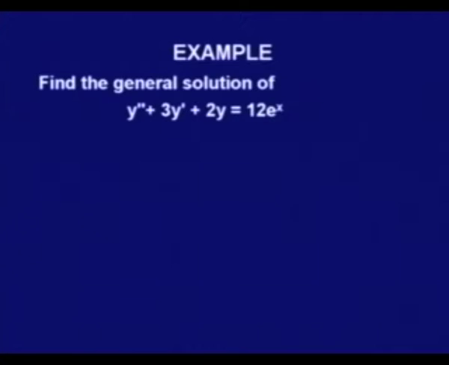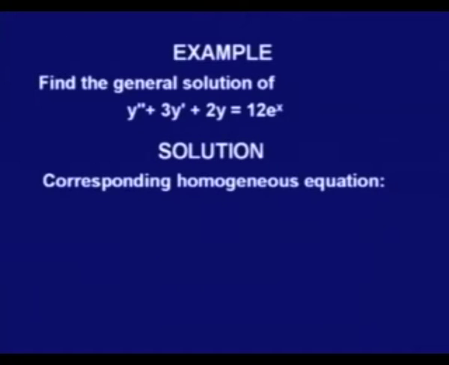Find the general solution of y'' + 3y' + 2y = 12e^x. We see this is a linear equation, its coefficients are constants, but the right hand side is not 0, that is, it is non-homogeneous. So, what we do is first we will solve the associated homogeneous equation. What is the corresponding homogeneous equation? y'' + 3y' + 2y = 0.